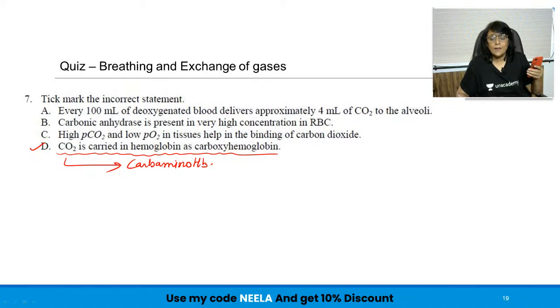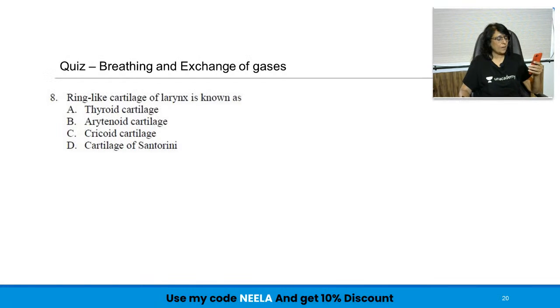So those who were thinking that A is the correct answer, why were they thinking? Because we talked about the oxygen dissociation curve and we read a paragraph which said that 100 milliliters of blood delivers about 4 to 5 milliliters of carbon dioxide to the alveoli. Alright, 8th question. This is again an easier question. 8th one. Slowly and gradually the difficulty level will increase.